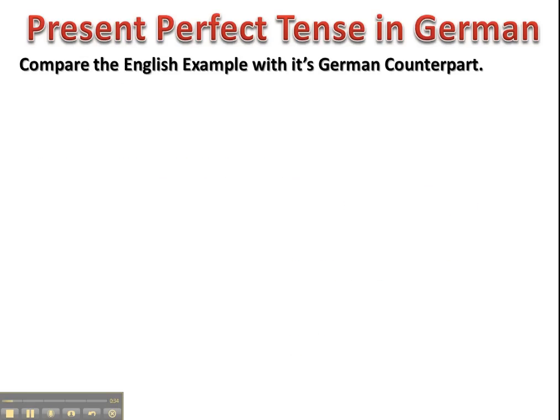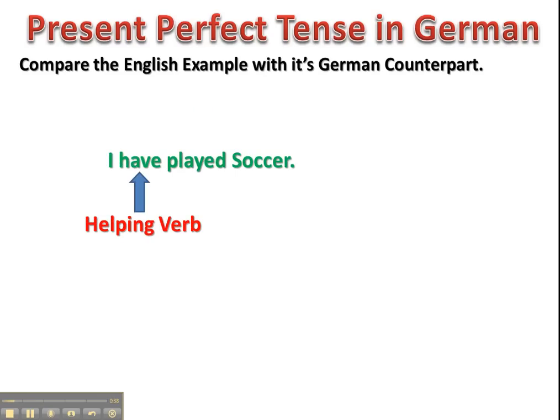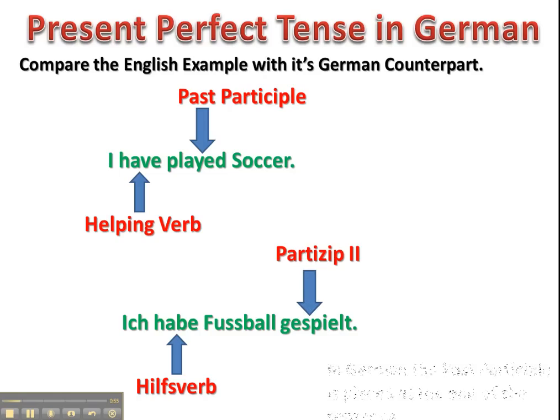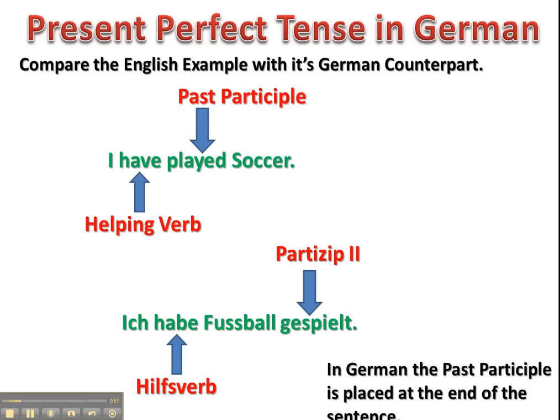Now let's compare this English example with a German counterpart. So here we have the English again, I have played soccer, and the German, Ich habe Fußball gespielt. The Hilfsverb is still in the same place, right after the subject, but you'll notice the past participle, or Partizip zwei, has moved to the end of the sentence. In German, the past participle is normally placed at the end of the sentence.